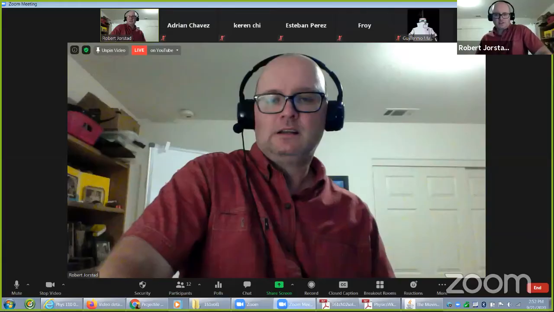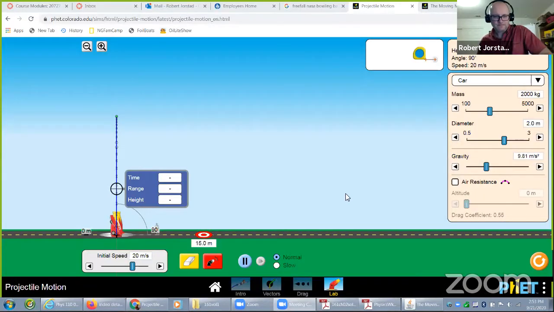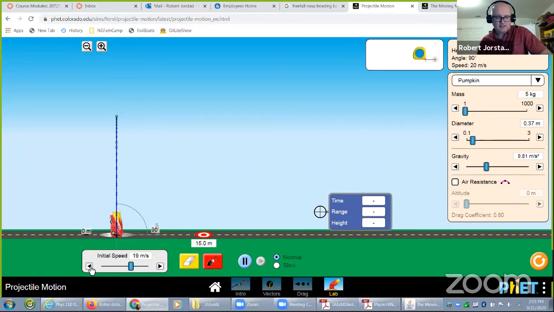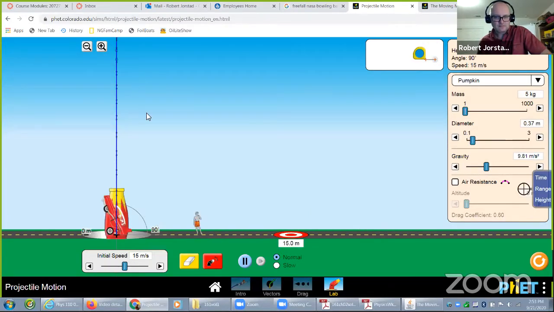Let's see how we're doing here. Am I still screen sharing? No, I'm not screen sharing. Let's do that. So just to look at this case, let's do something easier to see. We'll do a pumpkin, and let's slow this thing down maybe to 15. And so the idea here is this. Oops, my Zoom's blocking it. So there's the pumpkin. Flies up in the, come on, Zoom. Oh my gosh, so many things here.